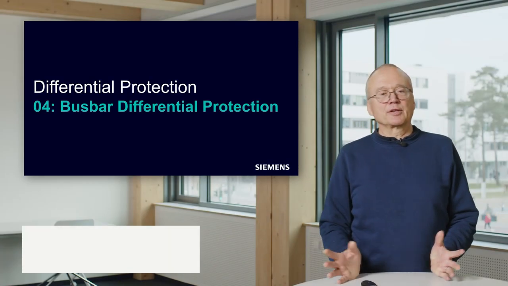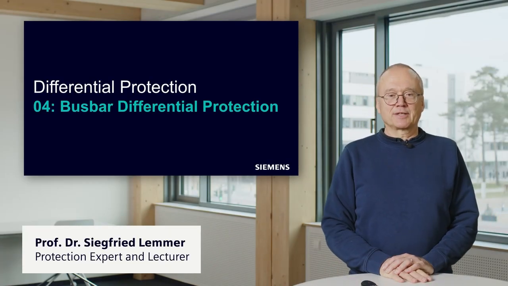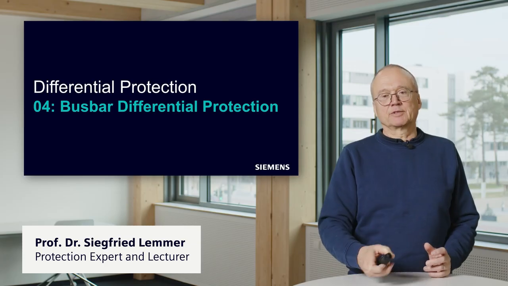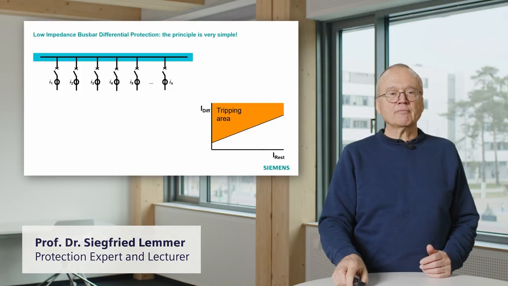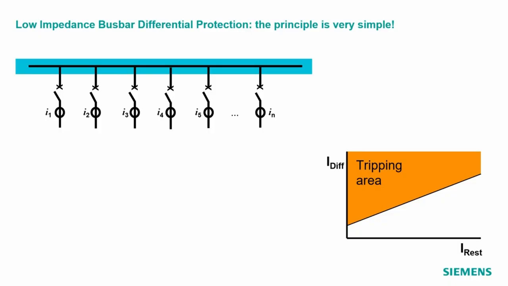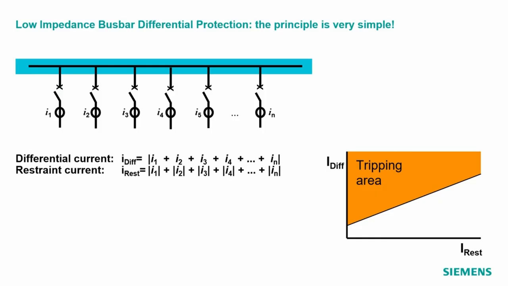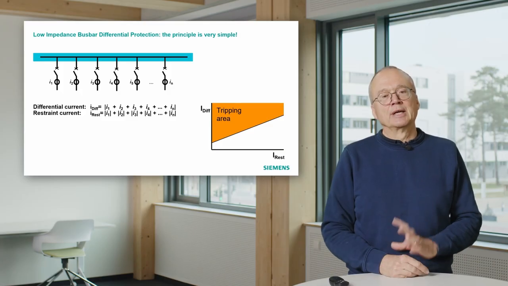The fourth chapter in the differential protection session is a look into busbar differential protection. The simplest approach is this: you have a single busbar with a number of feeders, and then the application of the differential protection is pretty easy. We typically use the traditional scheme. That means we calculate the differential current and the restraint current.